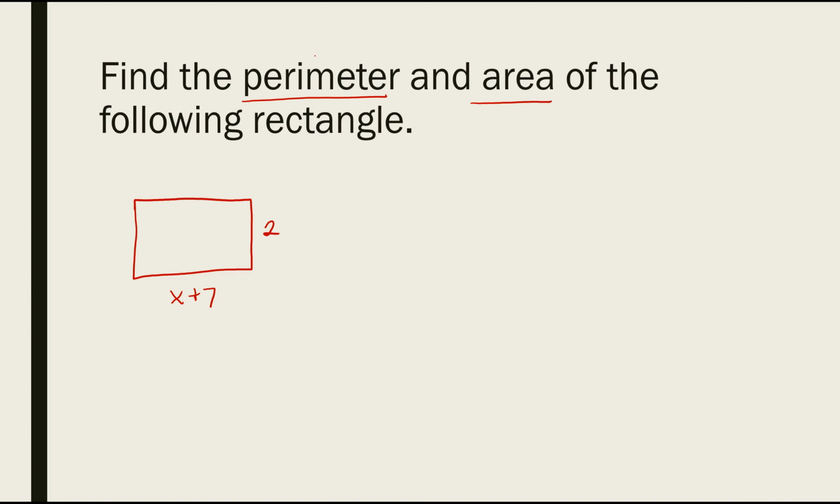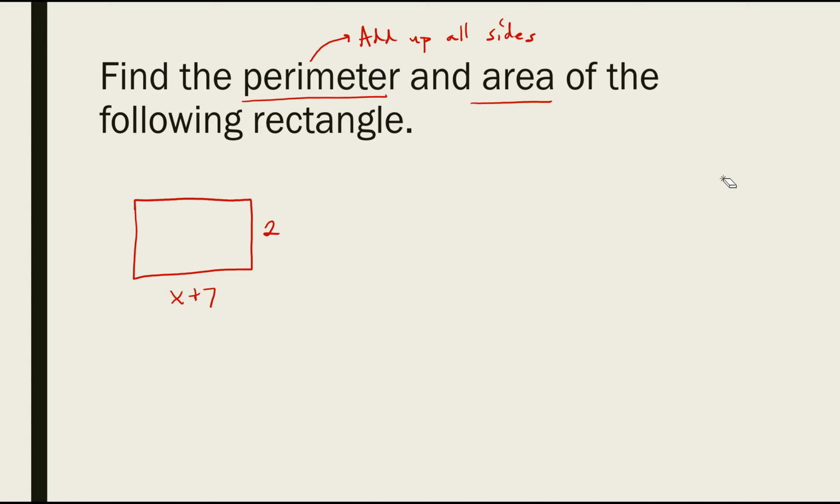First of all, let's think about what the perimeter is. The perimeter of any figure means add up all the sides. So if I was doing the perimeter of this really simple triangle, I'm adding up all the sides. 3 plus 4 is 7. 7 plus 5 is 12. Here's the perimeter of the triangle. I added up all the sides.